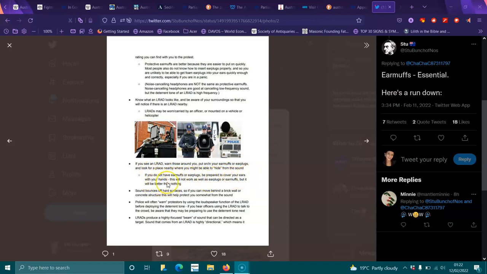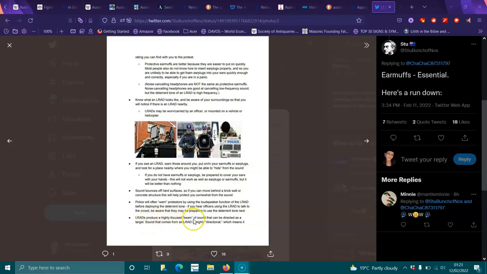Cover your ears with your hands. This will not work as well as earplugs or earmuffs, but it will be better than nothing. Sound bounces off hard surfaces, so if you can move behind a brick wall or concrete structure, this will help protect you somewhat from the sound. Police will often warn protesters by using the loudspeaker function of the LRAD before deploying a deterrent tone. If you hear officers using the LRAD to talk to the crowd, be aware that they may be preparing to use the deterrent tone next.